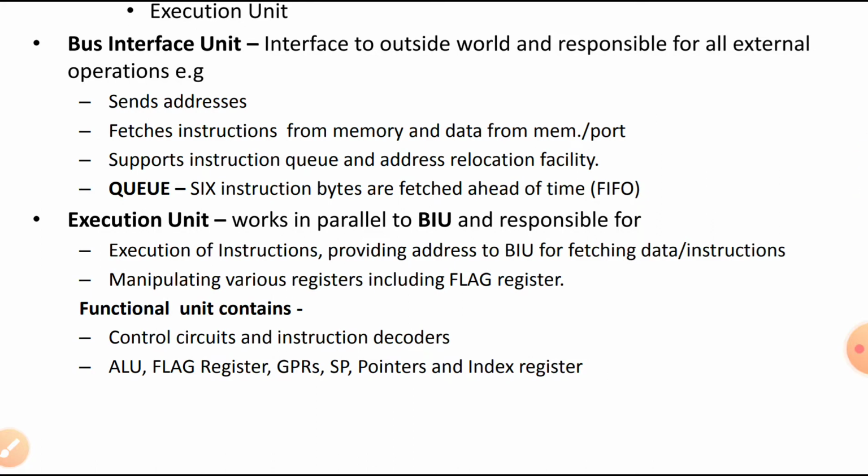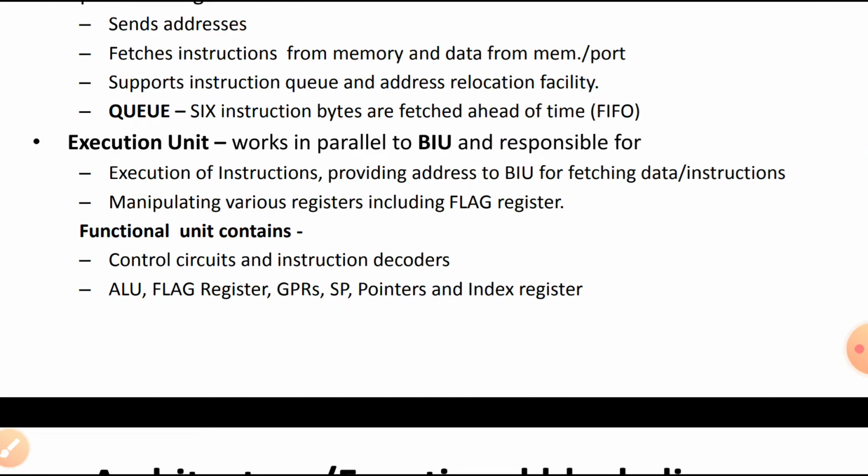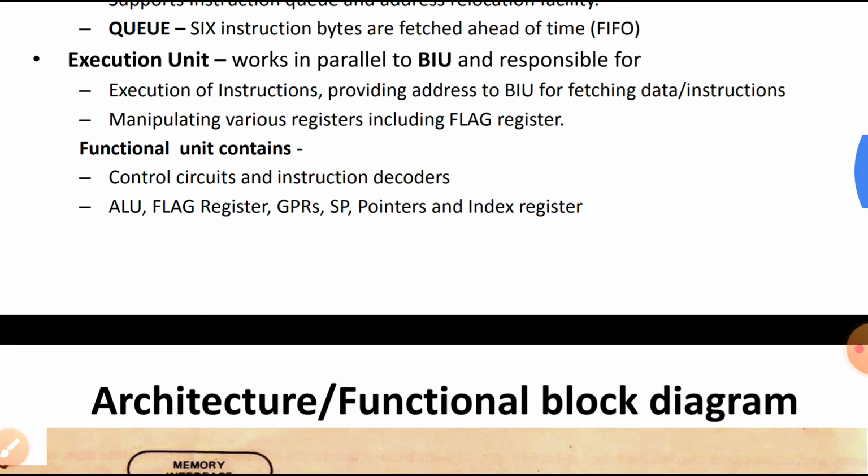The execution unit works parallelly with the bus interface unit, and it is responsible for actual execution of the instruction, and it provides the address which has to be fetched from the memory, or the instruction, to the bus interface unit. The execution unit is also capable of manipulating various registers, and the flag register is also a part of that. The functional units of the execution unit are the control circuit, instruction decoder, ALU, flag register, general purpose registers, stack pointer, index register, etc.